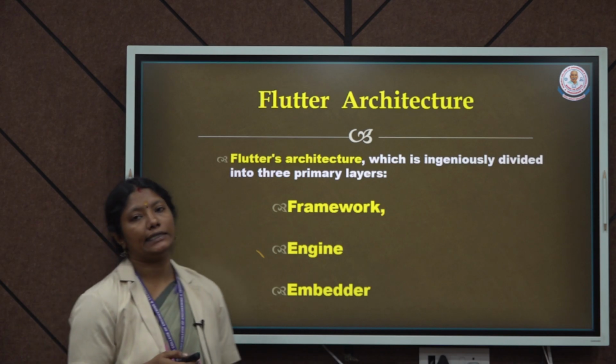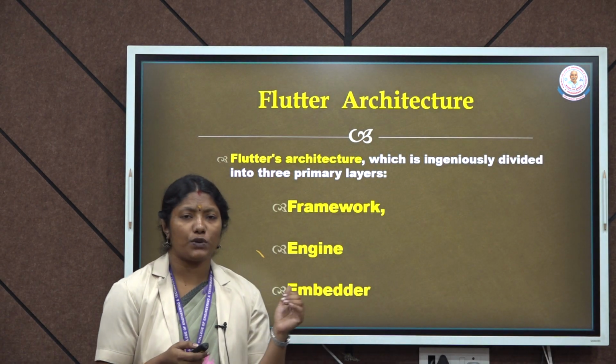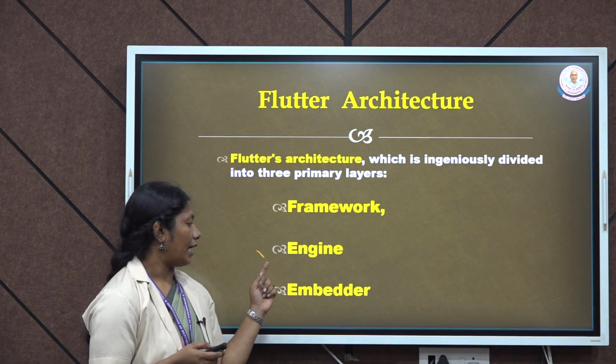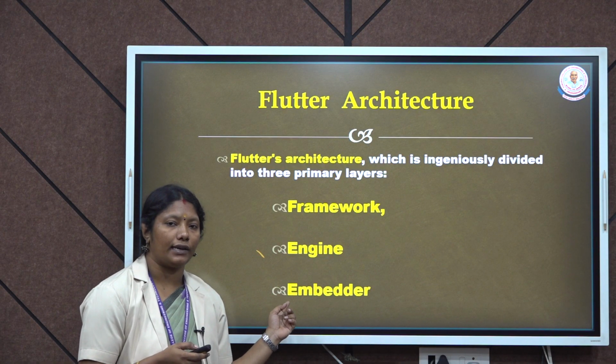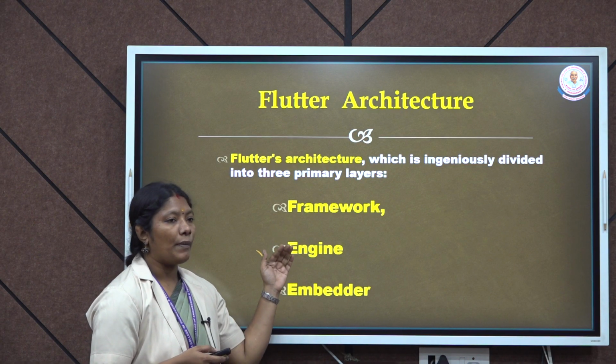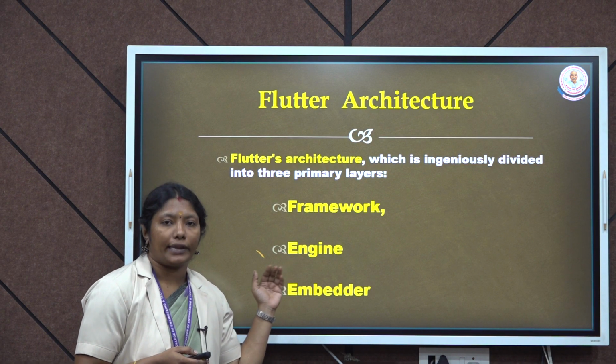Next, we can discuss Flutter's architecture. Actually, Flutter has three parts: framework, engine and embedder. So, framework, engine and embedder are the main key parts of Flutter architecture.